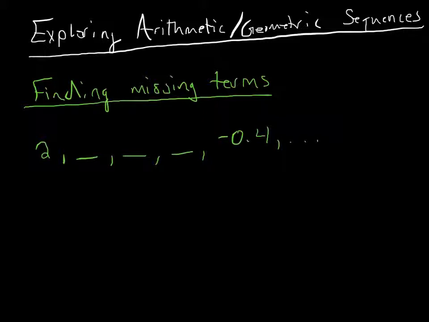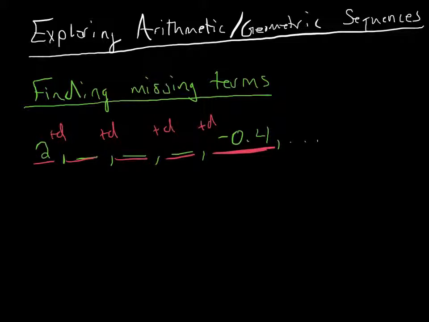So in order to get from this 2 to this blank, we know if it's arithmetic, all we're going to do is add a common difference. So 2 plus that common difference would get us to the first blank. From this, we would have to add another common difference to get to the next one, and so on. We'd have to add another common difference to get to this one, then add another common difference to get to the negative 0.4. So now, we've got two known terms.